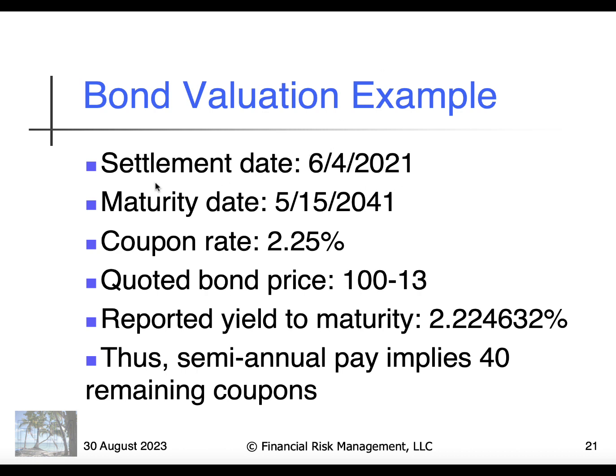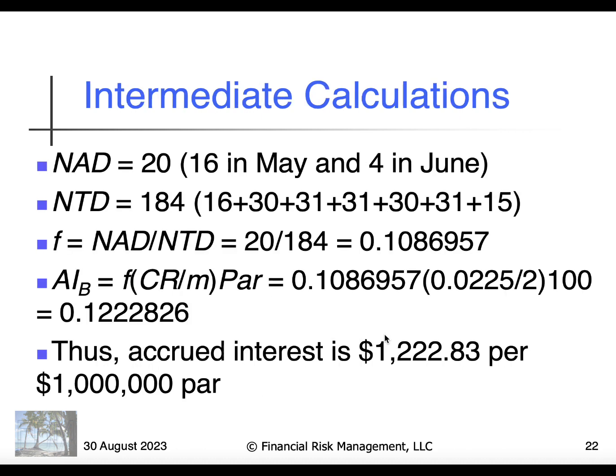Let's look at a particular example. Suppose the settlement date is June 4th, 2021. The maturity date is May 15th, 2041. The coupon rate is 2.25%. The bond is quoted as 113.30 in 32nds. The reported yield to maturity is 2.224632. Because this is a 20-year bond, there are 40 remaining coupon payments. In this particular case, I recommend that you go and check this to make sure you understand the mechanics.